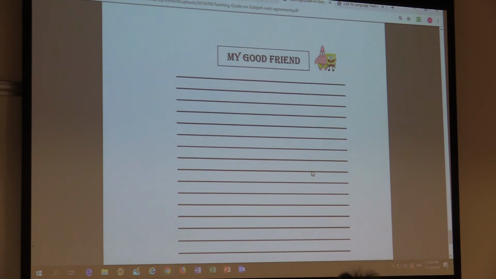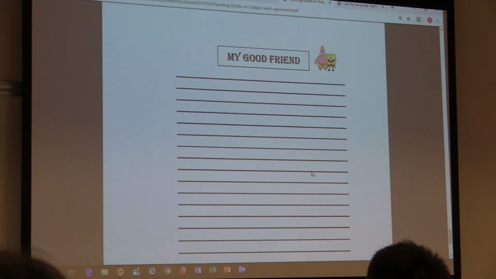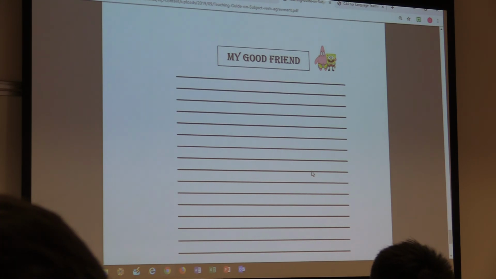So this is one example to show you how you can design your own later on with your friends, groupmates. So the 4 P's: presentation, problem solving, practice, and production.